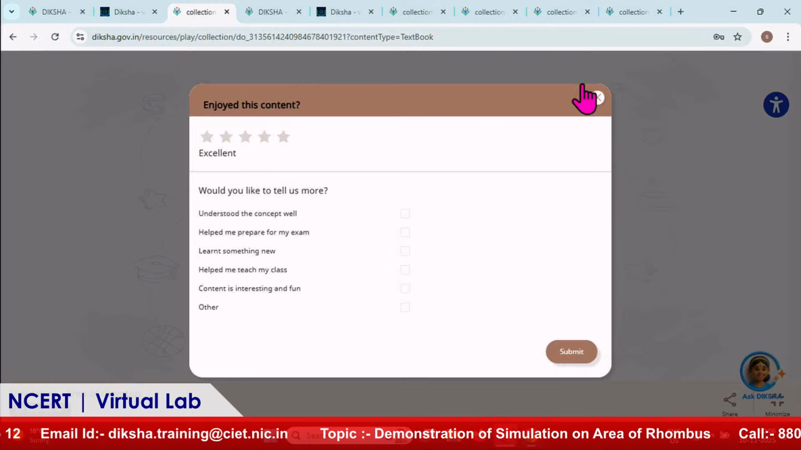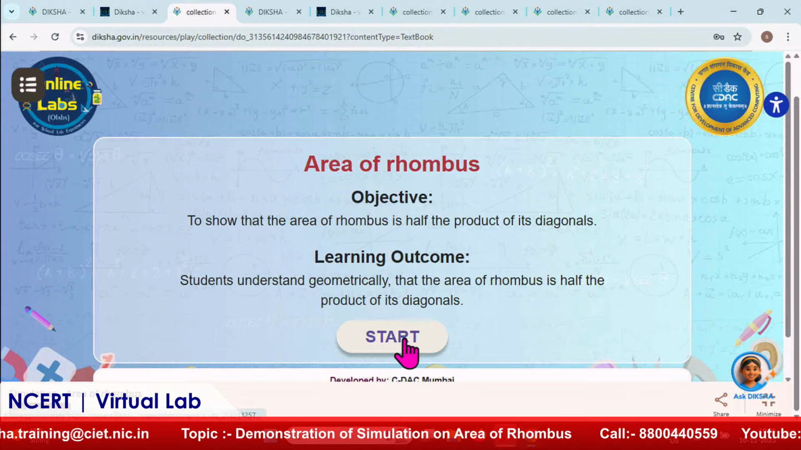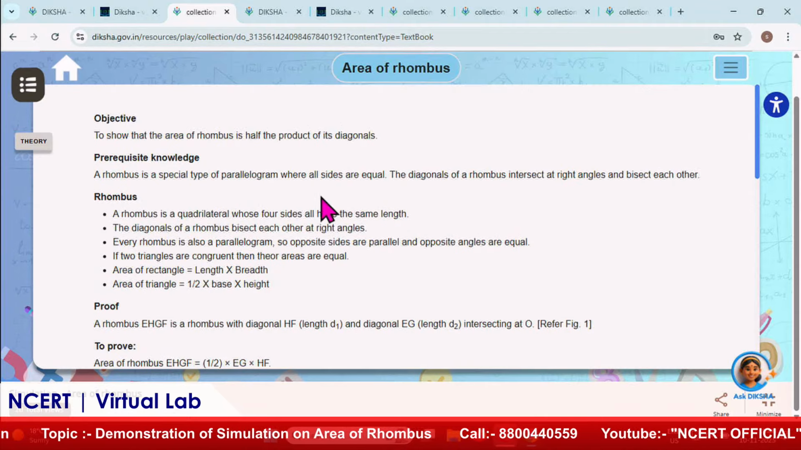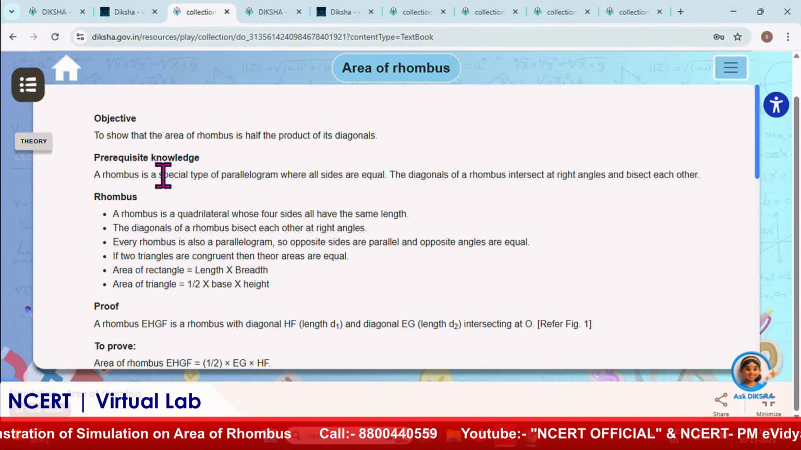So when we do the area of a rhombus, we should know what the area of a triangle is, what a triangle is. All the parts are given in the theory part. So what is a rhombus?